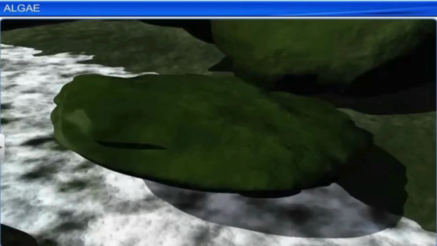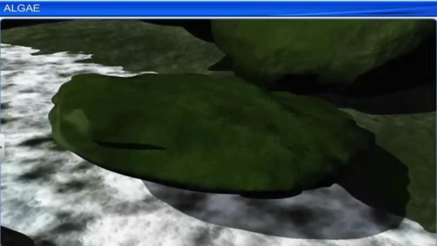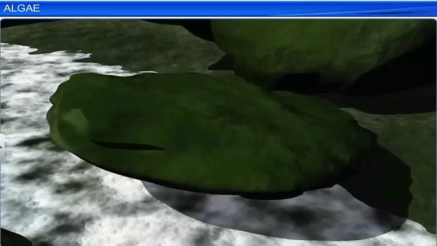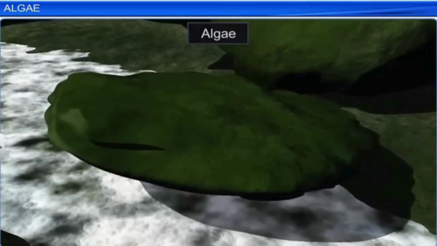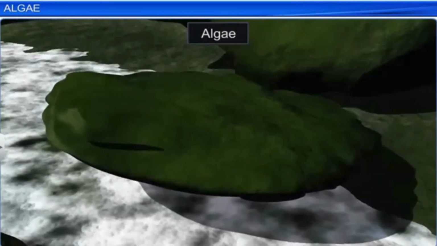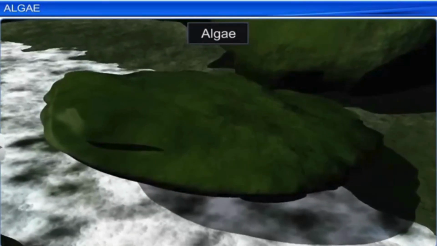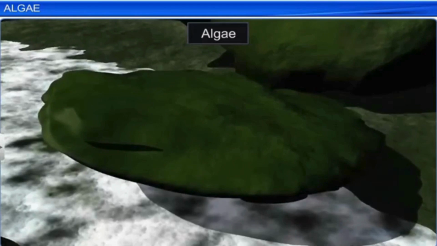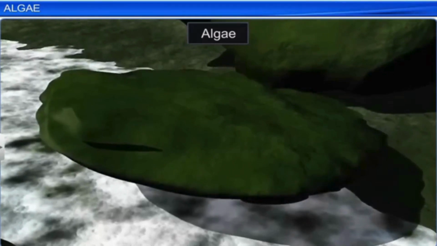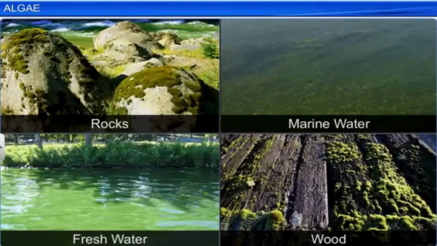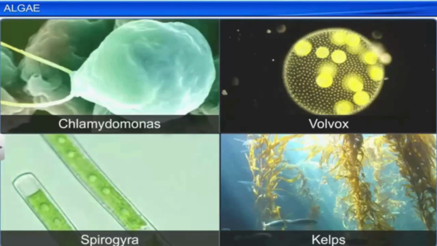You must have often seen a slimy green layer on rocks lying close to the sea. This green layer is algae. These are simple, thalloid, chlorophyll-bearing autotrophic organisms. You can spot algae growing on moist rocks and stones, in marine and freshwater, and on wood. Algae come in different forms and sizes.